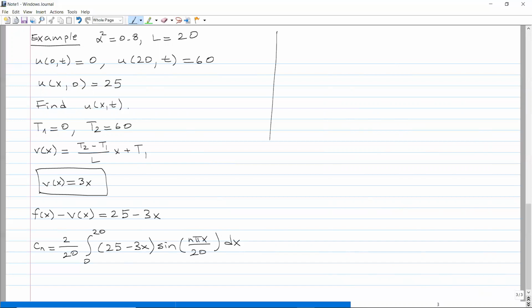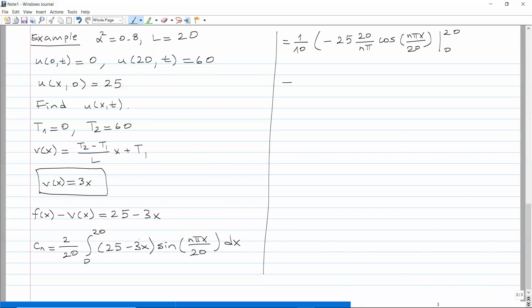Okay. Again, we need to do this integral. Maybe we should have done it in the more general form. Okay. So first of all, 2 over 20 is 1 over 10. For 25 times sine, I have 25. The antiderivative of sine is minus cosine. I need to take 20 over n pi cosine of n pi x over 20 from 0 to 20.